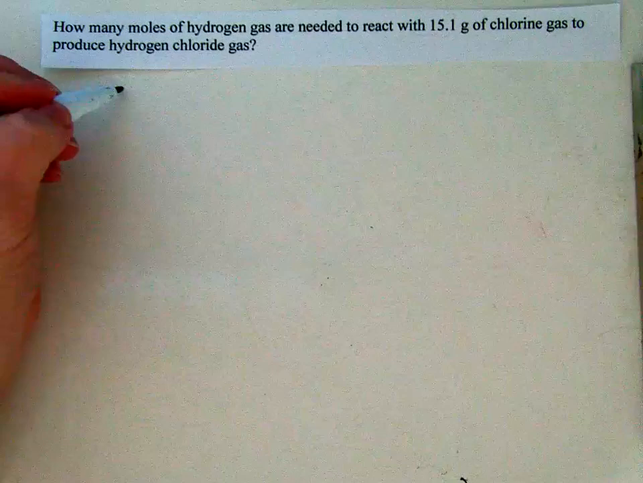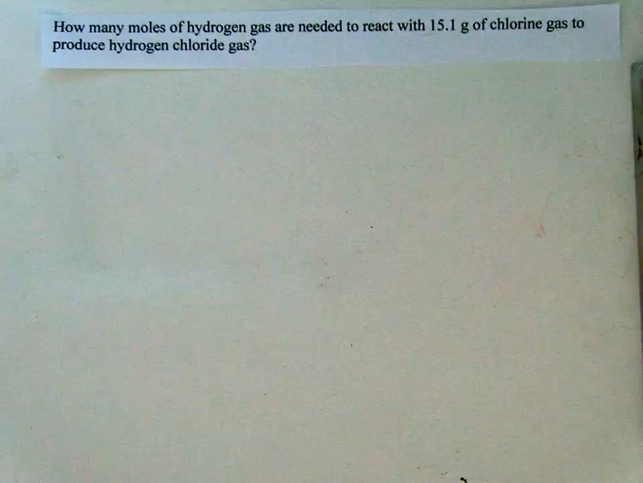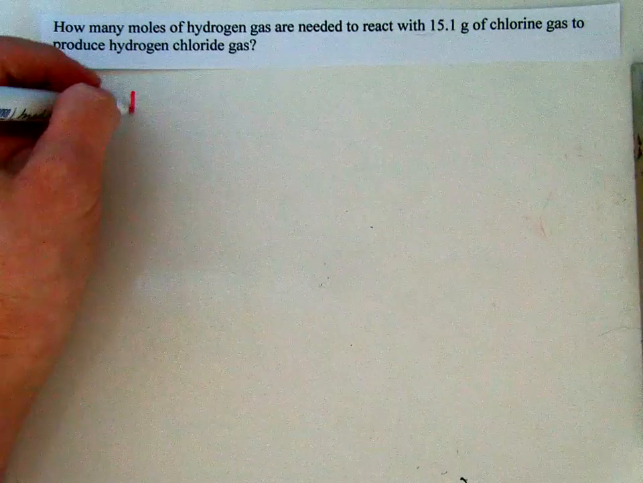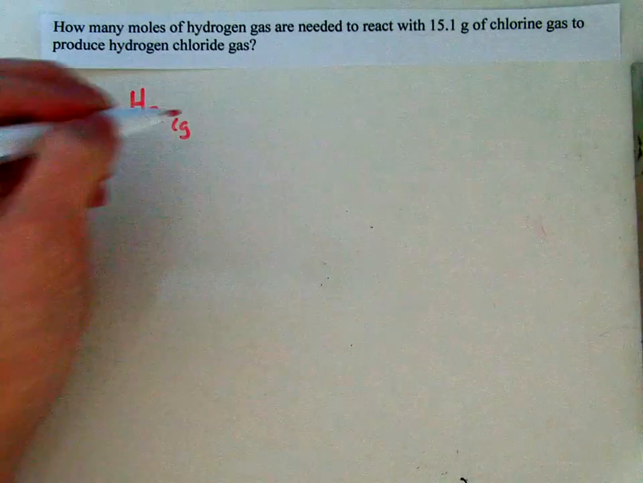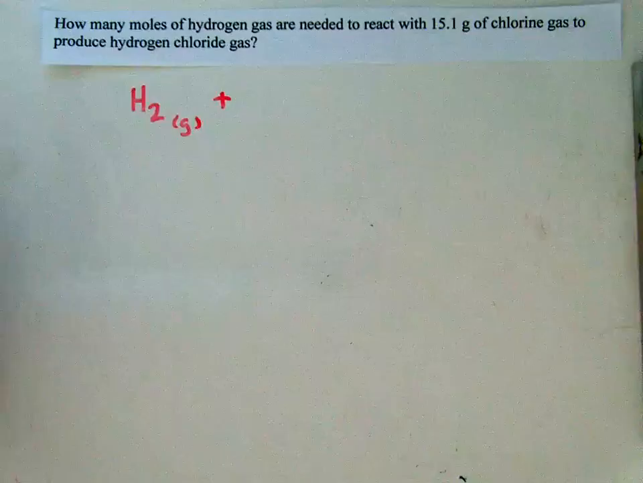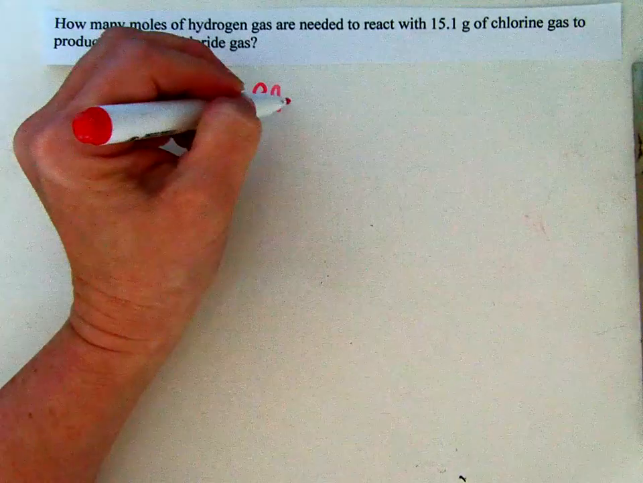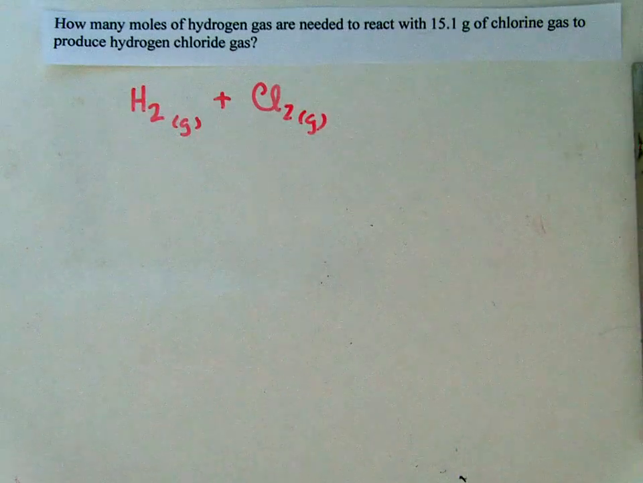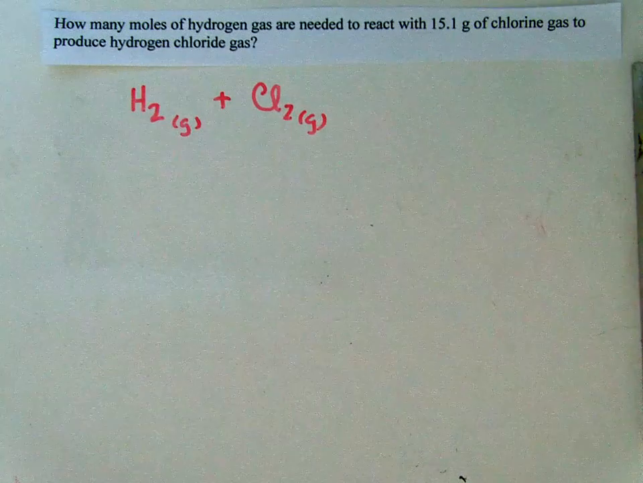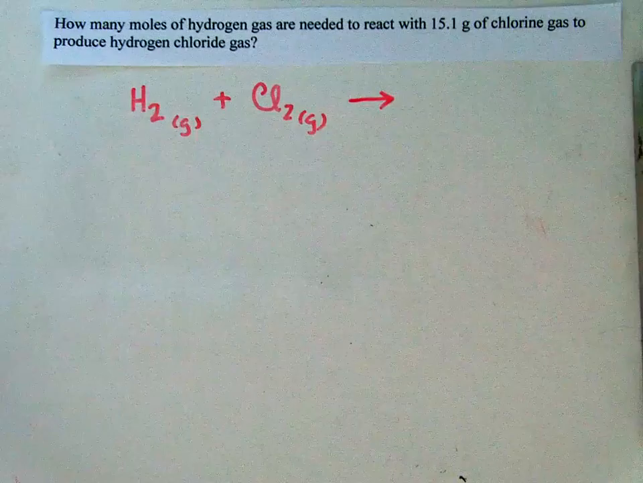Now hydrogen, of course, is H, and because it follows the rule of sevens, we know it's going to be H2 gas. And it reacts with chlorine gas, and again, the rule of sevens, all the halogens are diatomic gases. So it's going to be H2 gas plus chlorine gas makes hydrogen chloride gas.